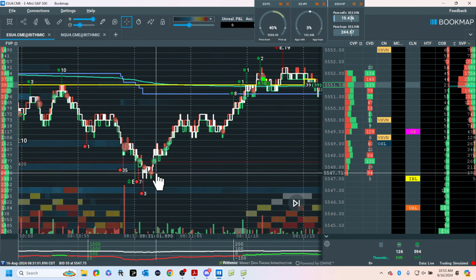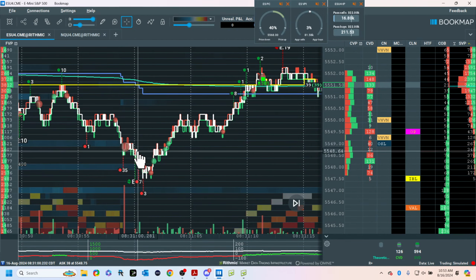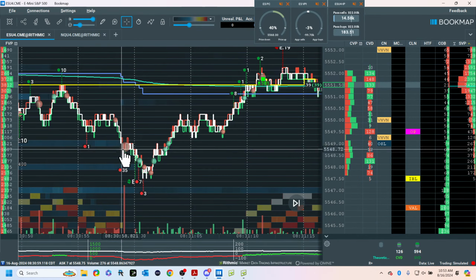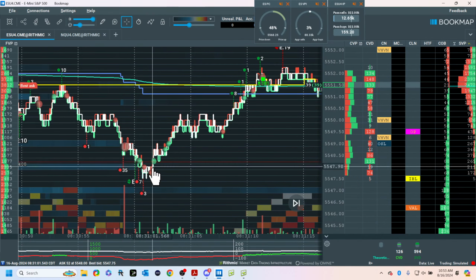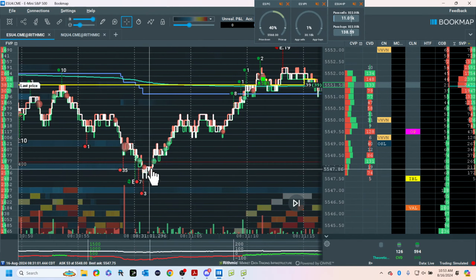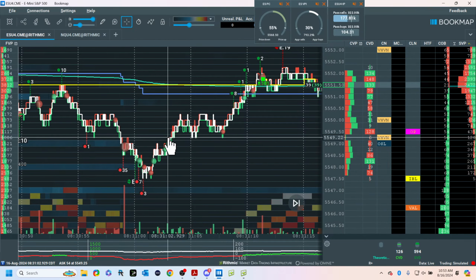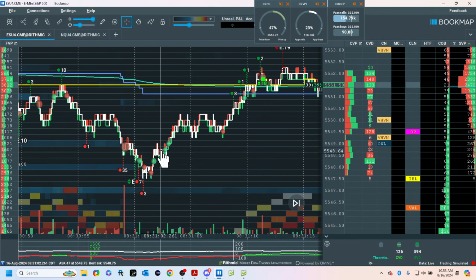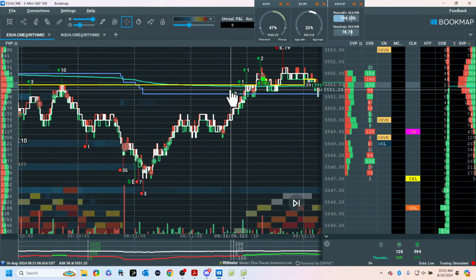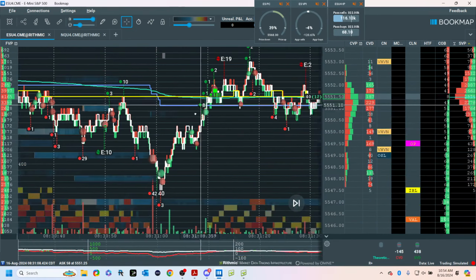So I have this. I have a suspect. I have my sellers in control. My buyers take control here. Right here, I get my buyer. So I'm in the long here. My stop is here, and this is my scale. Now I'm in mean reversion.